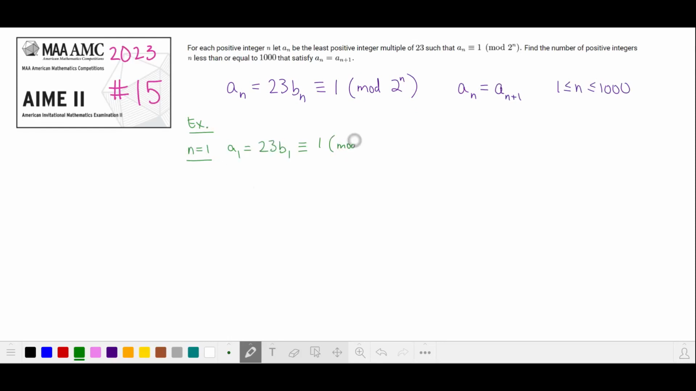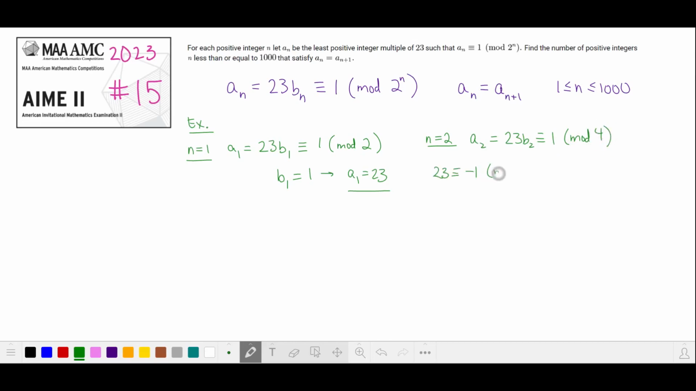We want this expression to be one more than a multiple of 2. This is solved when b is equal to 1. So we have a1 is equal to 23. Let's try n equals 2. This has to be one more than a multiple of 2 squared, or 4.